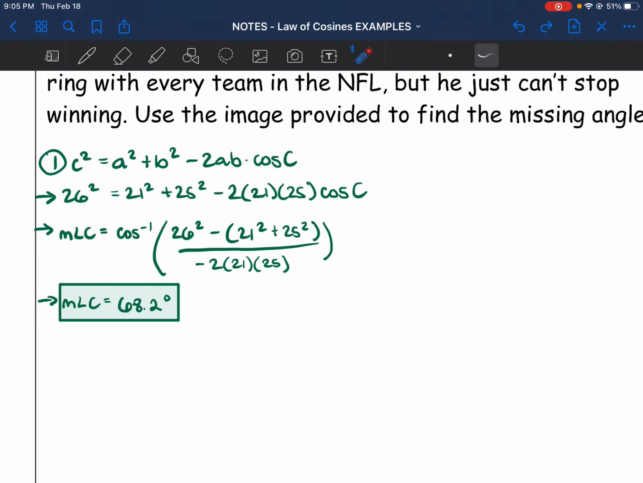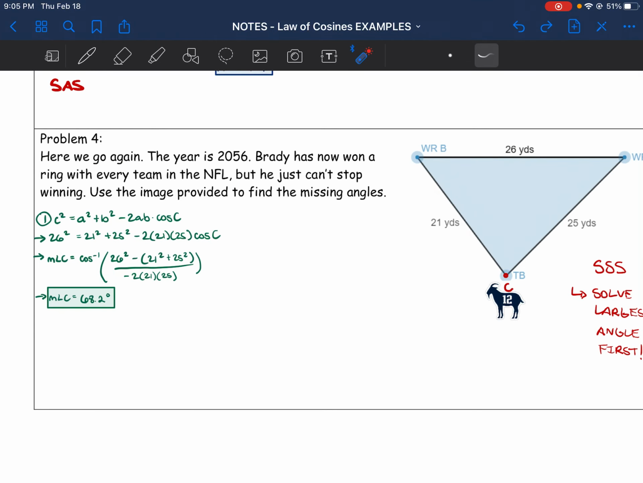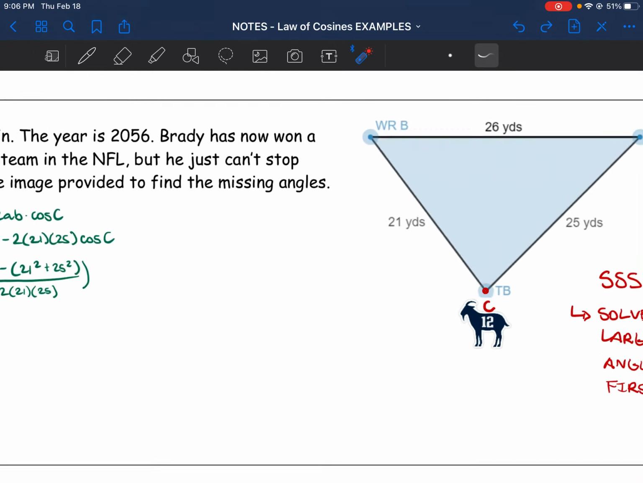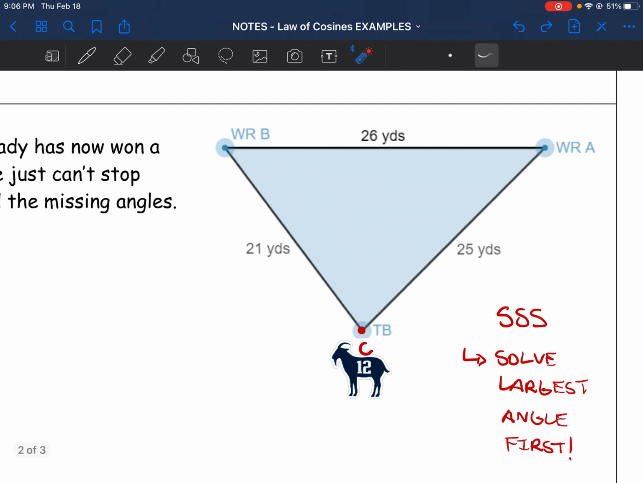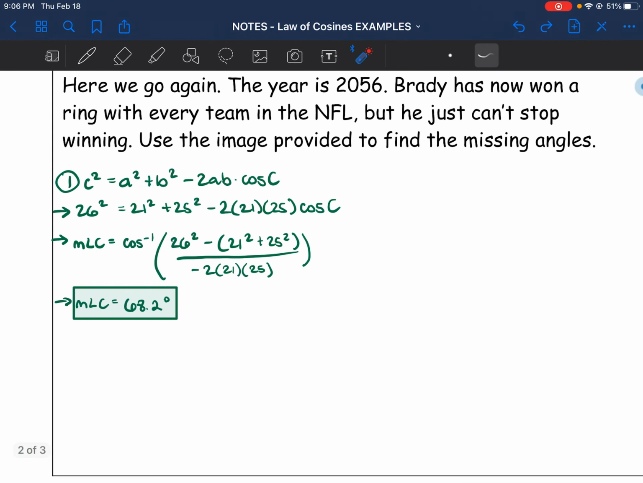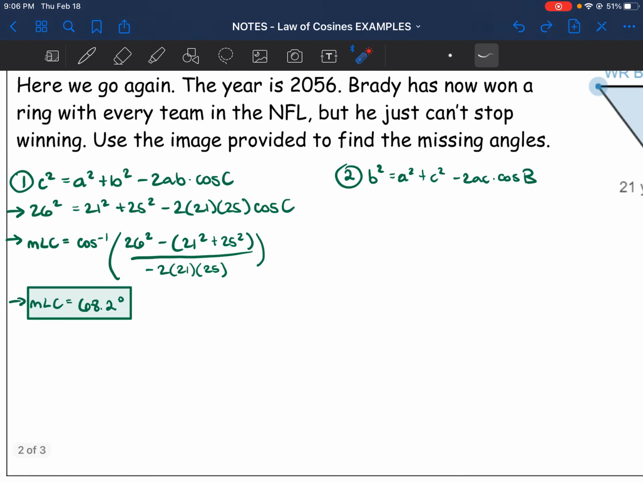Again, if you want to show that step by step, you're more than welcome to. All right, so we found the measure of angle C was 68.2 degrees. That was our largest angle because it was across from the largest side. Again, I like to go from largest side to smallest side, or largest angle to smallest angle. And the next largest angle is going to be angle B, because that's across from the next largest side, which is 25 yards. So that's going to be my step 2.